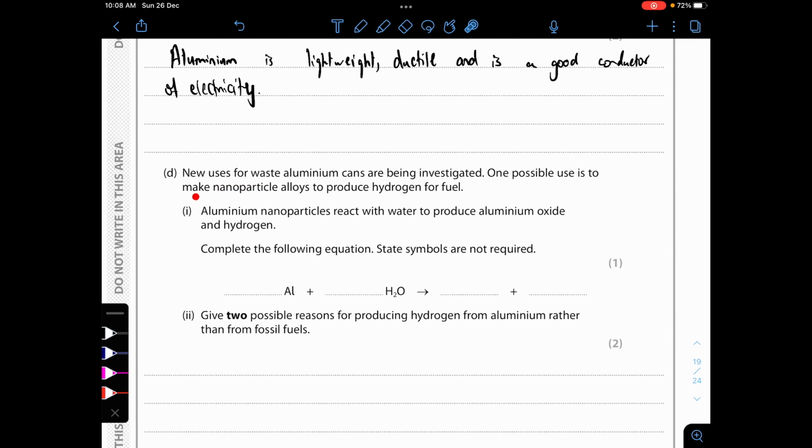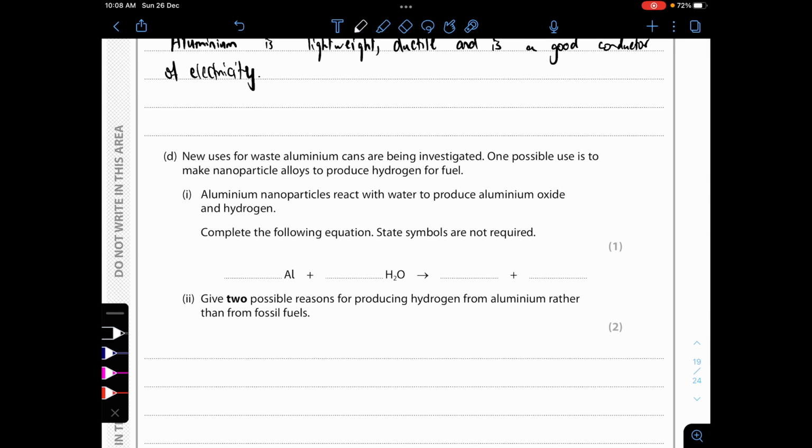All right. Now it says part D(i): new uses for aluminium waste, aluminium cans are being investigated. One possible use is making nanoparticle alloys to produce hydrogen for fuel. Aluminium nanoparticles react with water to produce aluminium oxide and hydrogen. Complete the following equation. State symbols are not required. Okay, so we make Al, we make hydrogen. So first let's write hydrogen. We make hydrogen. And we make aluminium oxide.